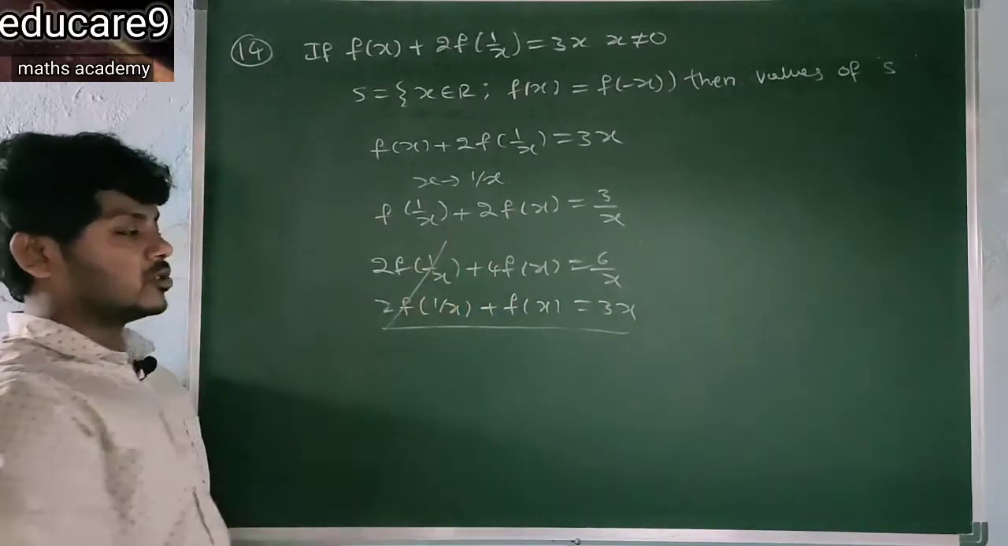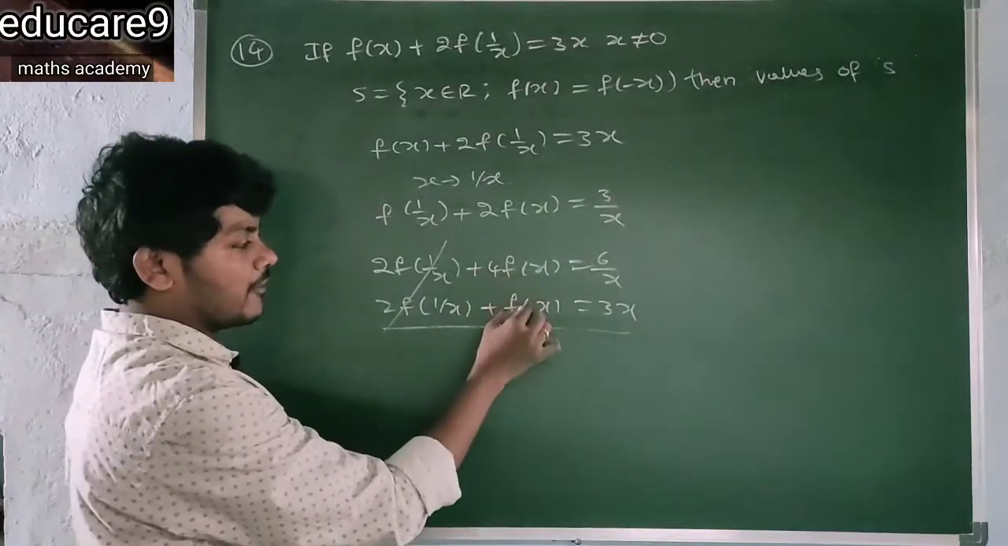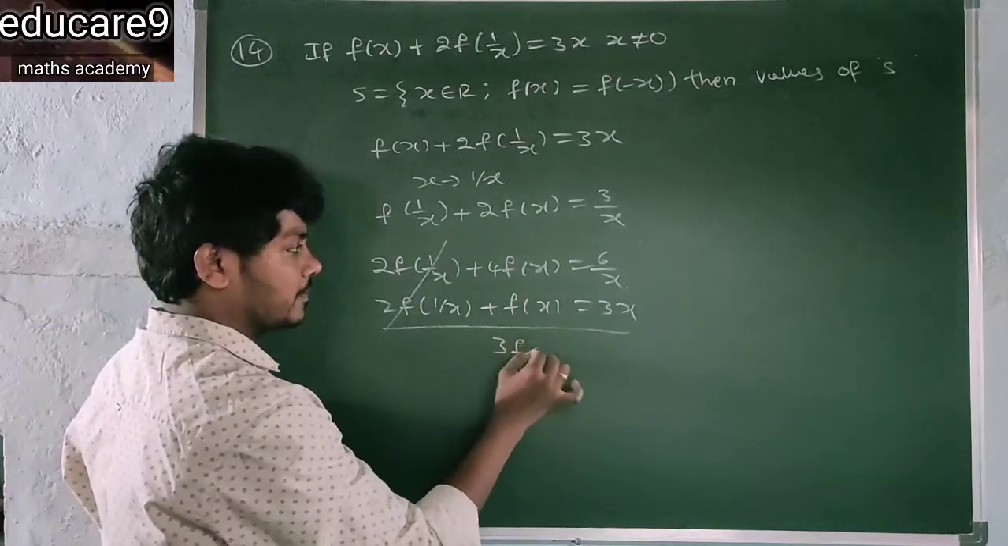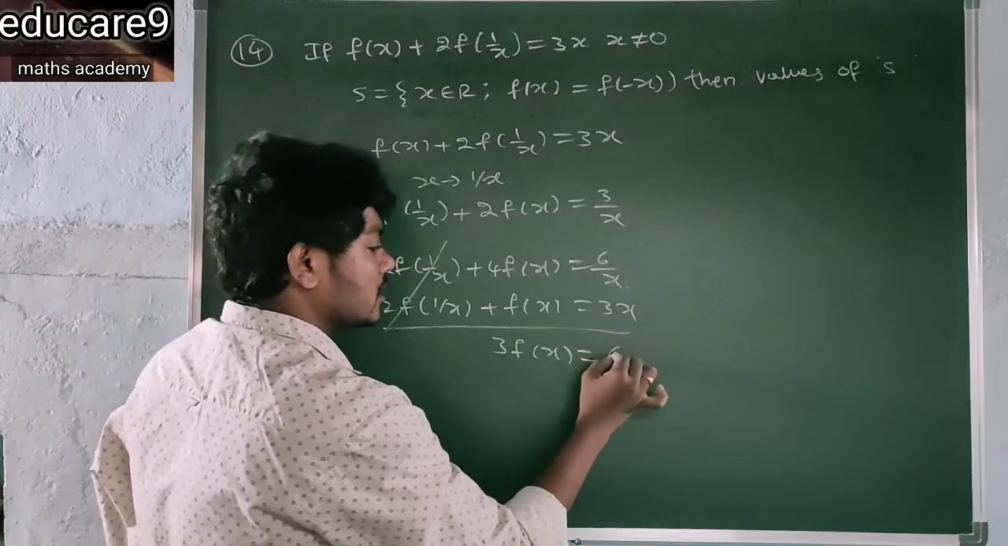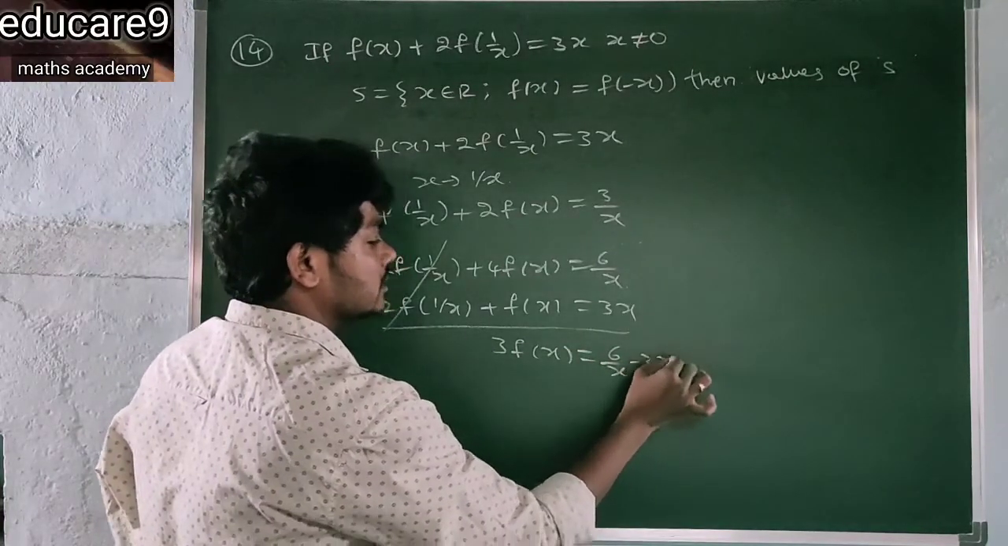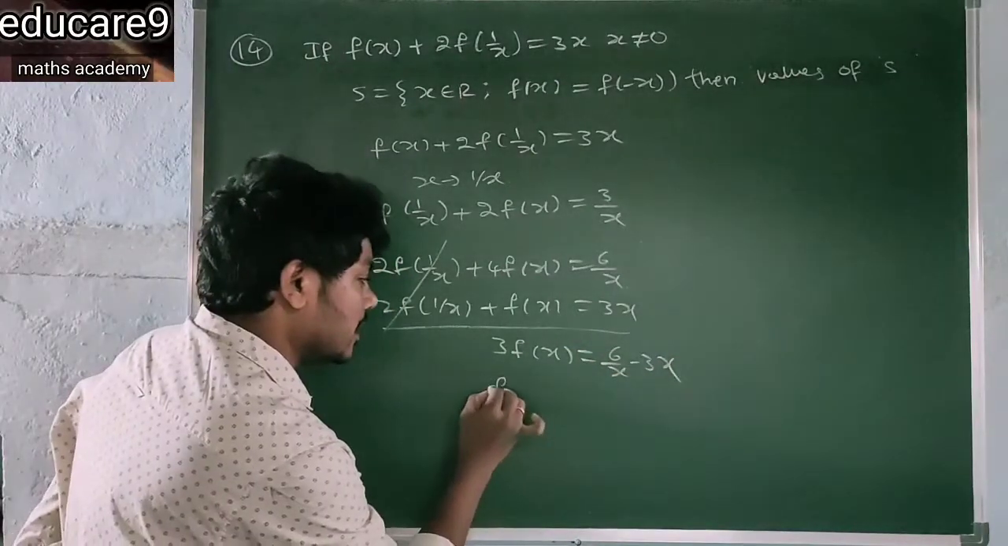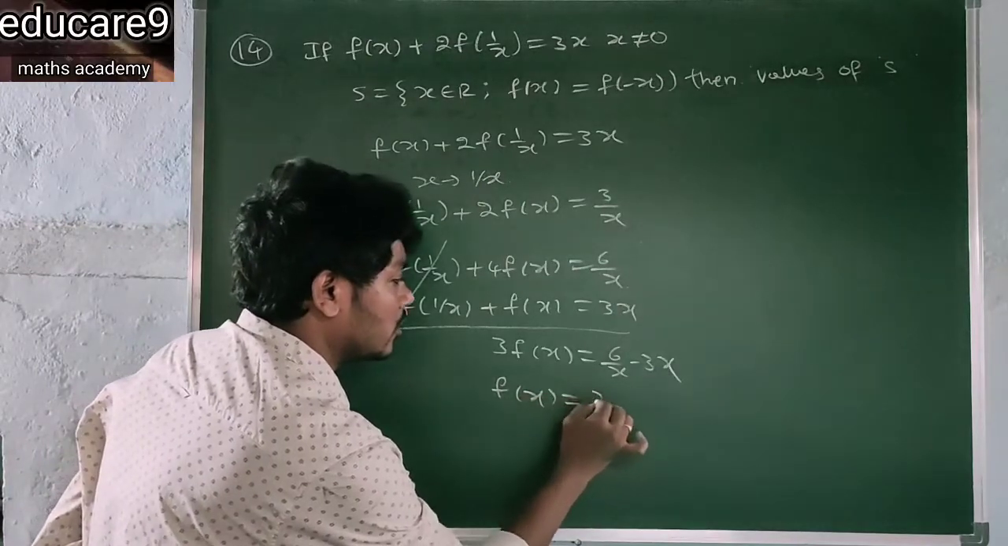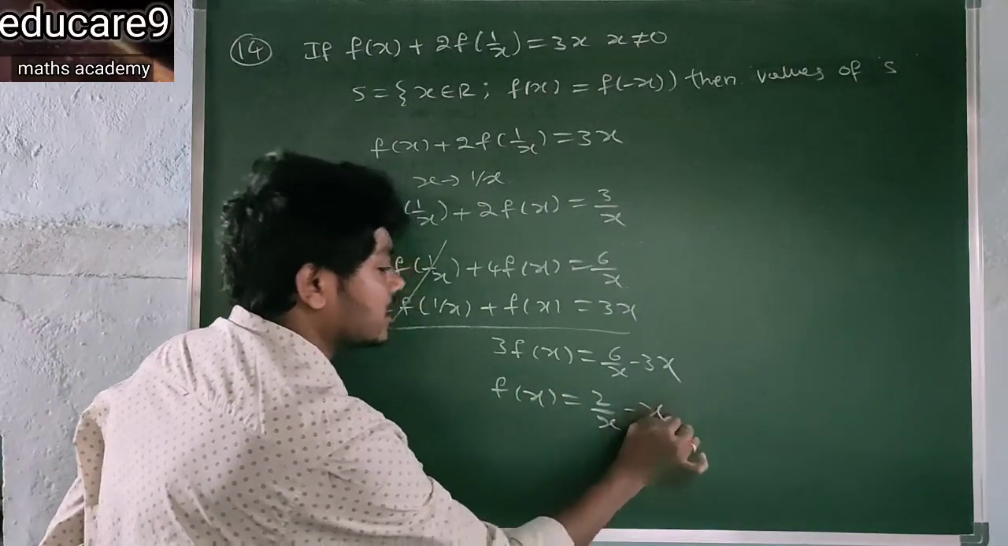Now multiplying 2 with this, you get 2 f of 1 by x plus 4 f of x is equal to 6 by x. And write this equation as it is. So that is 2 f of 1 by x plus f of x is equal to 3x. So clearly these two get cancelled. 4 f of x minus f of x, 3 f of x. So 6 by x minus 3x. f of x is equal to 2 by x minus x.